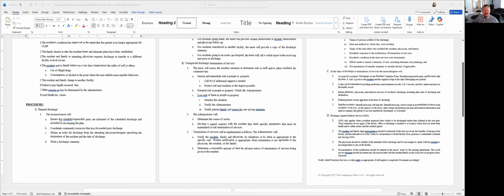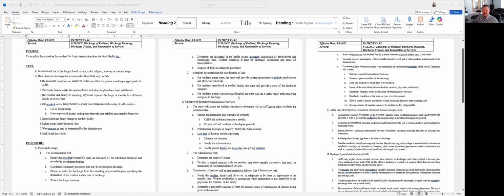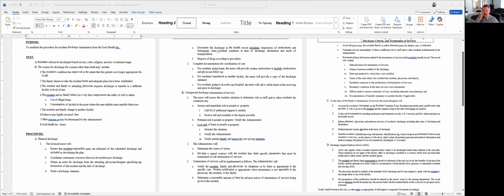So our procedure starts with the licensed nurse ensuring that the resident or the responsible party are informed of the scheduled discharge and are included in the development of a plan. We coordinate community resources that may be needed post-discharge. We'll obtain an order for discharge from the attending physician or designee specifying the destination of the resident and the date of discharge, and there will be a written discharge summary. This document will be inside the patient's health record, and we will be disposing of whatever remaining drugs we have here by the appropriate procedure that we have. We will complete the documentation that's needed for the coordination of care.